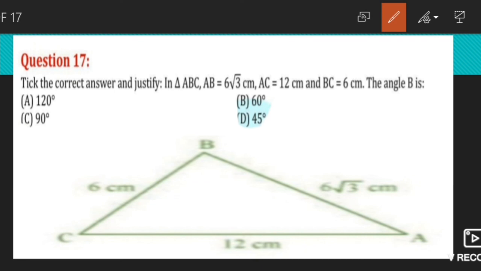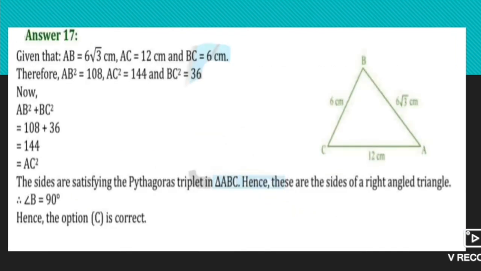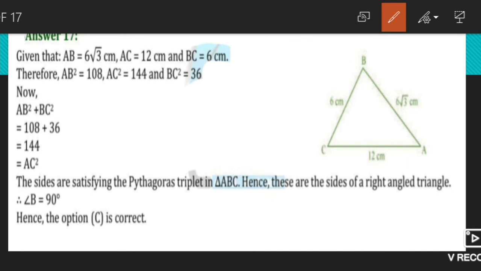Take the correct answer and justify. Here ABC is a triangle where AB is equal to 6 root 3 centimeter, AC is equal to 12 centimeter and BC is equal to 6 centimeter. The angle B is 180 degree, 60 degree, 90 degree or 45 degree. So let's check the justification. Here AB is 6 root 3, AC is 12 and BC is 6 centimeter.